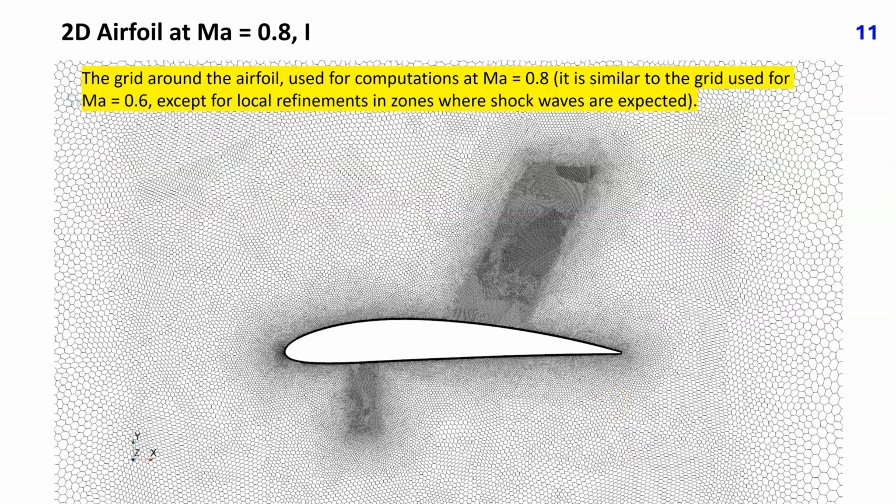We now turn to transonic flow at Mach number equal 0.8. This plot shows the grid around the airfoil. It is similar to the grid used for Mach number equal 0.6, except for local refinements in zones where shock waves are expected. Because the position of shocks is not exactly known in advance, the refinement stretches over a wider zone than necessary. A more economical way is to use solution adaptive grid refinement, which will be the subject of lecture 38. The shock adapted grid for this particular case is shown in slide 15 of lecture 38.